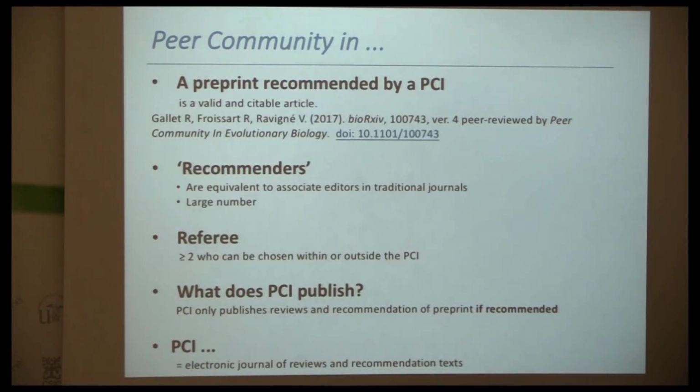So what we call recommenders are equivalent to associate editors in traditional journals, and we have a large number. Now we have 370 recommenders at PCI Evolbiol, and there are 320 at PCI Ecology. For the referees, we require at least 2 reviewers, 2 reviews per paper, and they can be chosen within or outside the PCI. There is no need to take them within the 370.